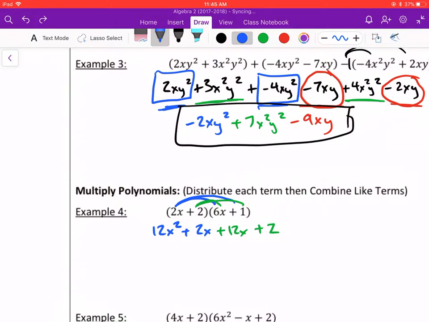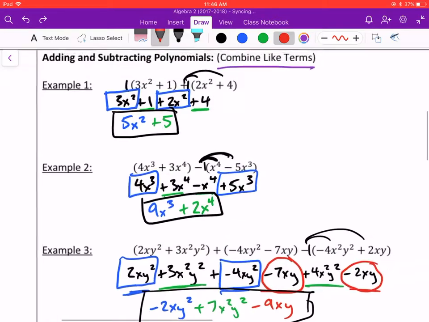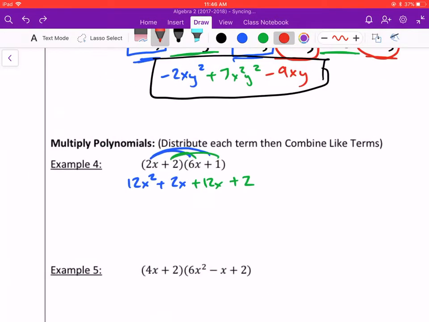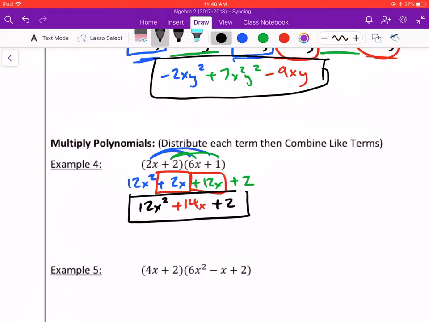So I've got a 12x squared here. Let's use a different color. And there's no other x squared, right? So I can't combine anything. I'm going to leave that 12x squared alone. But what you can combine is 2x and 12x, right? So 2 plus 12, it's going to give you 14x. And then the 2 at the end can't be combined with anything as well, so we'll leave it alone. There's our answer.